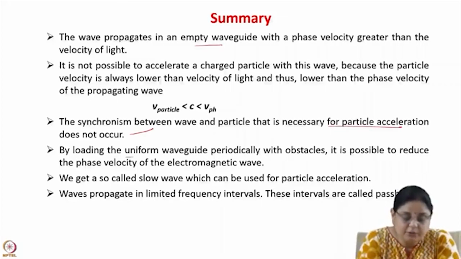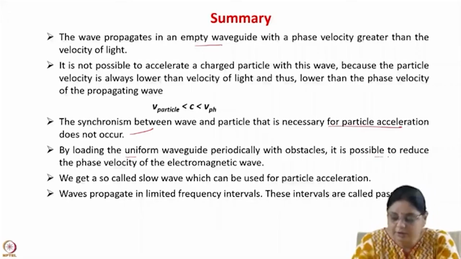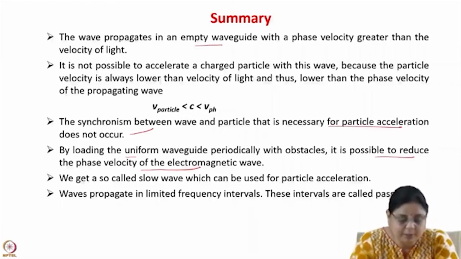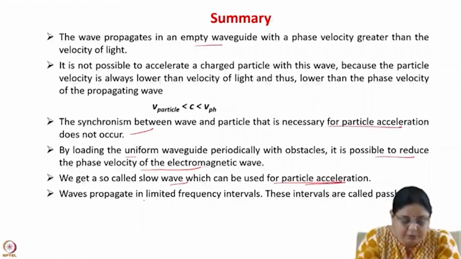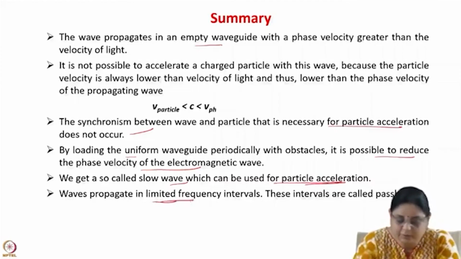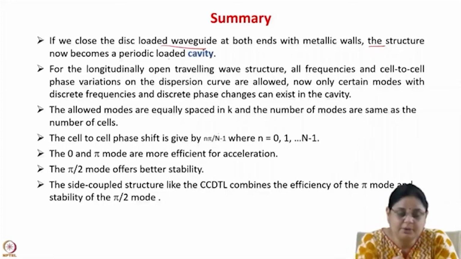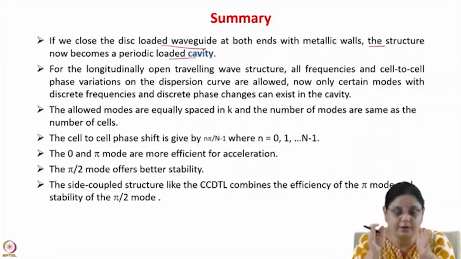Now if you load the uniform waveguide periodically with obstacles, it is possible to slow down the electromagnetic wave. So you can reduce the phase velocity of the electromagnetic wave, and we get what is known as the slow wave, which can be used for acceleration of charged particles. The waves propagate in limited frequency intervals, and these are known as pass bands. Now if we close this disc loaded waveguide at both the ends with metallic walls, the structure becomes a periodic loaded cavity. So instead of a waveguide, we now have a cavity.